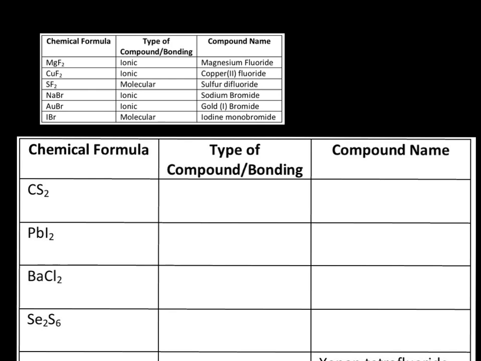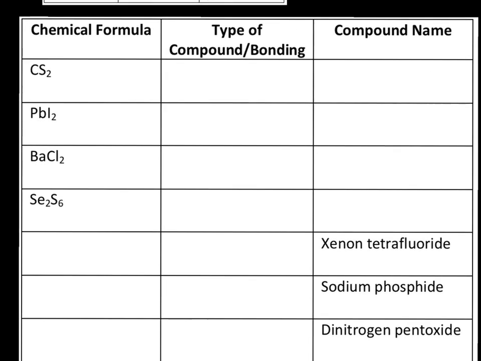All right, so up here I have an example box where we're looking at chemical formulas, and we're discussing what type of compound it is, what type of bonding is taking place, and then the name of the compound. So remember, if it's a metal and a nonmetal, it's going to be ionic, and if it's 2 nonmetals, then it's going to be molecular. All right, so let's do some of these together.